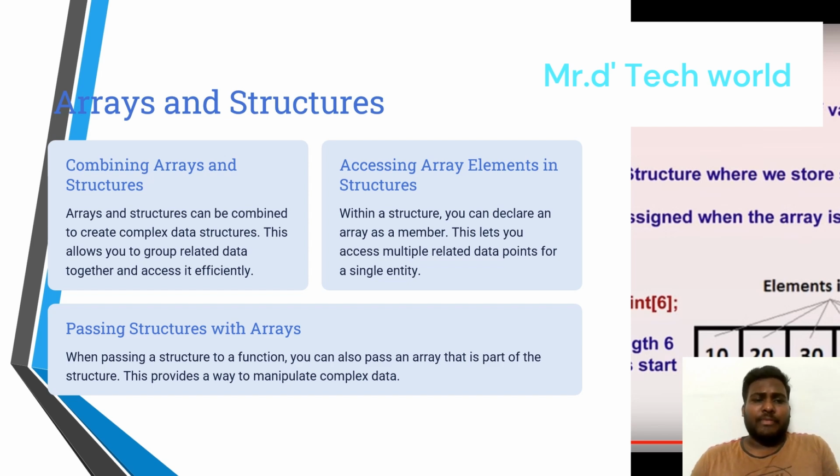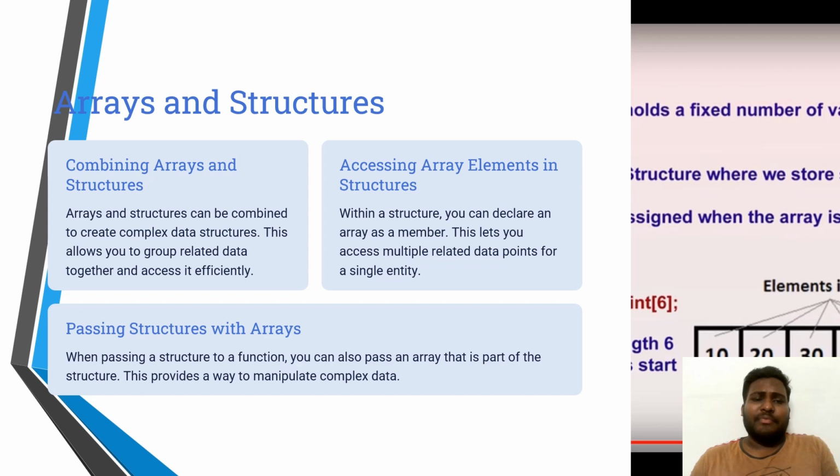Arrays and structures. As you have seen in the previous program, arrays and structures are already used, where a combination of arrays and structures creates a complex data structure. This allows you to group related data together and access it effectively. Accessing array elements in a structure: with a structure, you can declare an array member, and this lets you access multiple related data points for a single entry. Passing the structure with an array: when you pass a structure to a function, you can also pass an array that is a part of the structure, which provides a way of manipulating complex data.